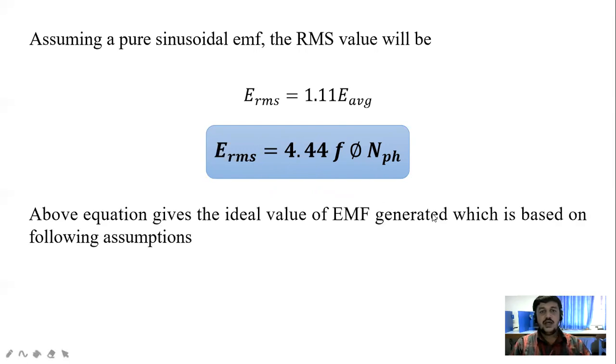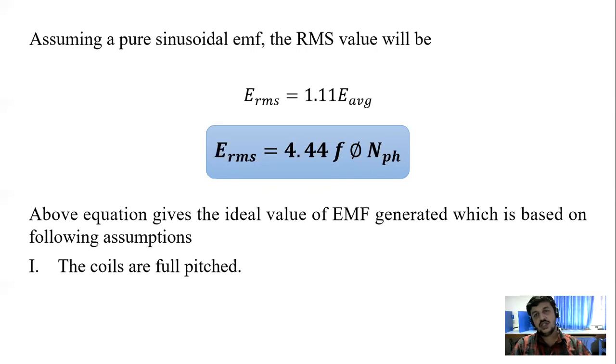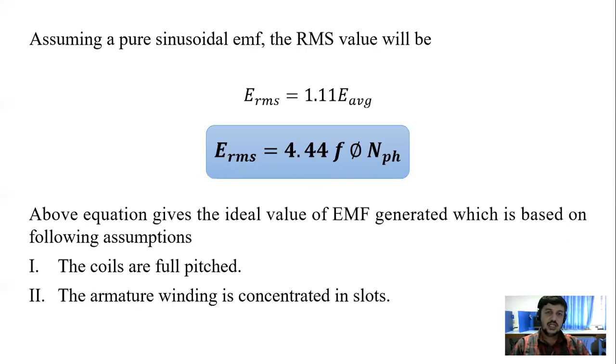Now, this equation gives the ideal value of EMF generated, which is based on the following assumptions. That means this particular value of EMF is the ideal value of EMF induced in the alternator, and that is due to two important assumptions. The first assumption is that the coils are full pitch coils. That means whatever armature coils are there are considered as full pitch coils, because for a full pitch coil, the maximum EMF gets induced inside the armature coil. And another assumption is that the armature winding is concentrated in a slot.